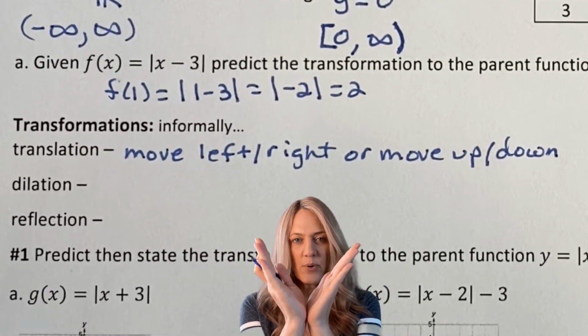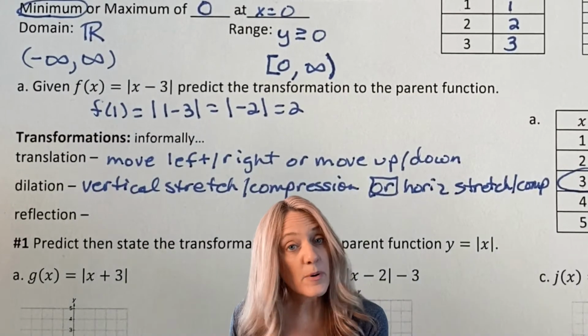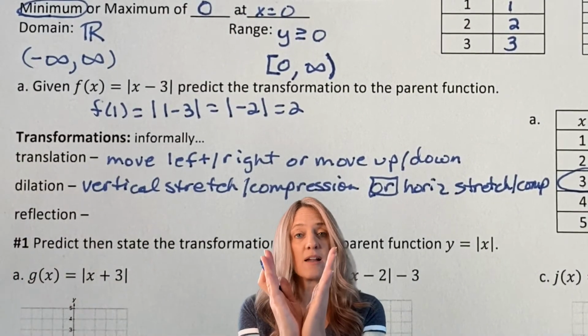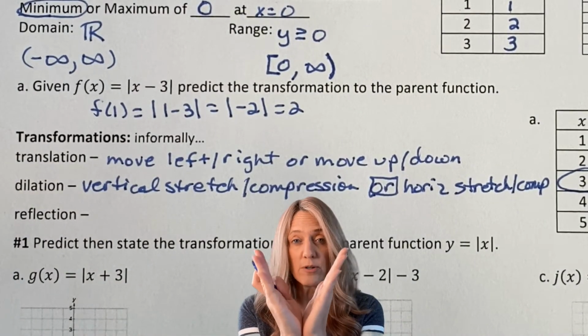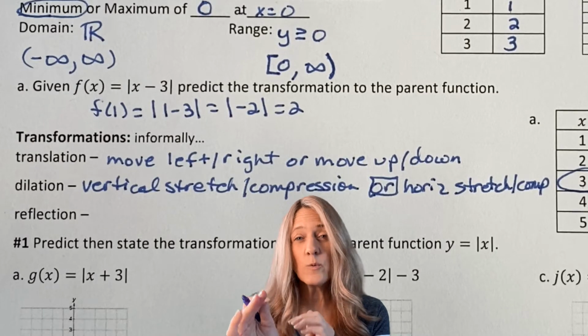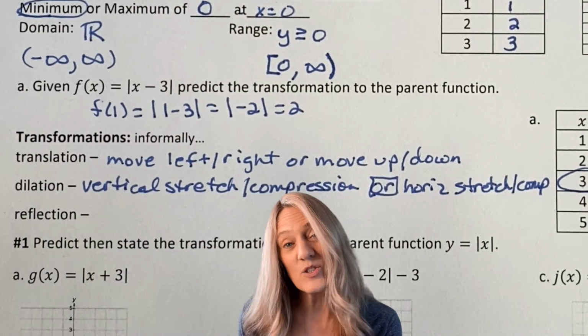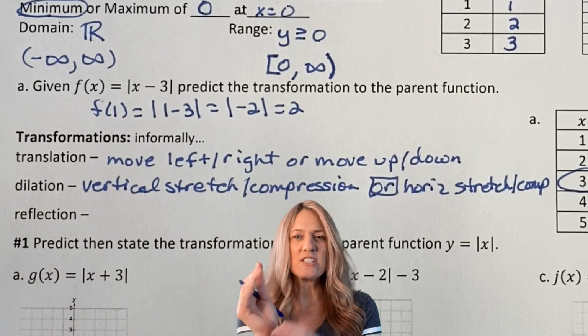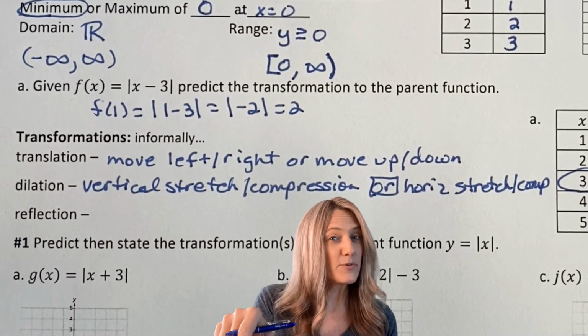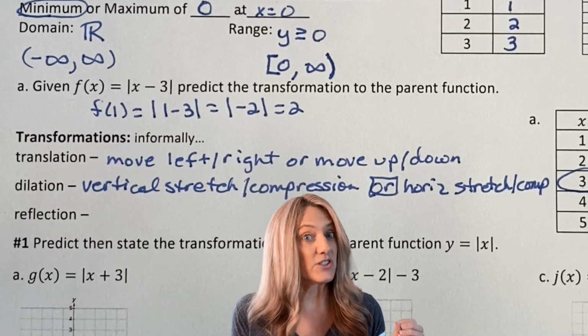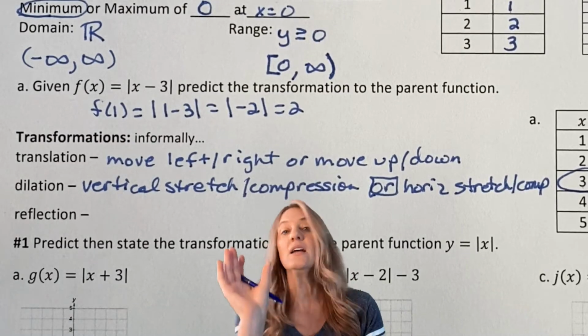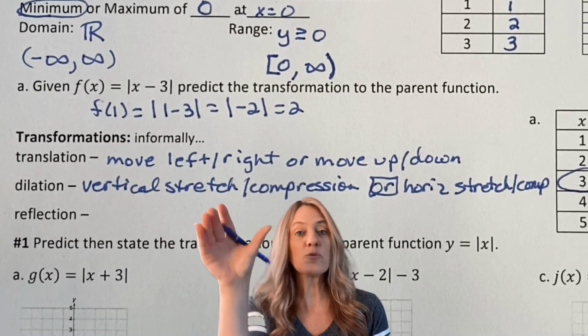Stretch or compress. With dilations, for our purposes, we're really only going to be talking about vertical stretches and vertical compressions. Later on, we'll talk about horizontal stretches and horizontal compressions. And last, reflection. What's a reflection? Well, you guys like to call it flipped, right? But we're gonna call it reflection and use some good academic vocabulary. It has been flipped, it has been reflected.